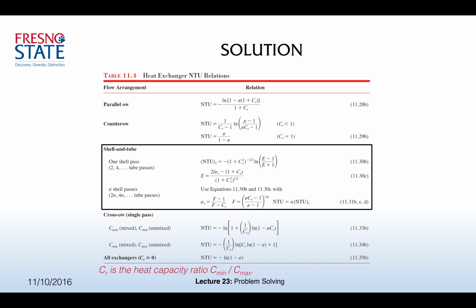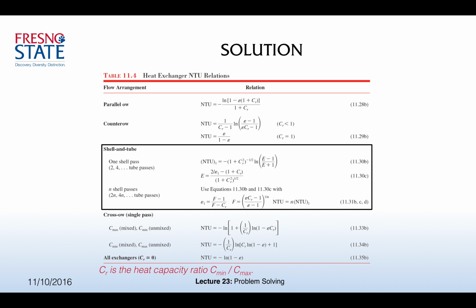So if I take a look at the table, I would go to the correlations for shell and tube heat exchangers. So we have correlations for one shell pass, and we have correlations for n shell passes. Our heat exchanger is 2 shell passes and 4 tube passes, so it's n shell passes. So let's see what this says. It says use equations 1130b and 1130c, which are these two equations up there. The same equations used for the one shell pass with a little modification.